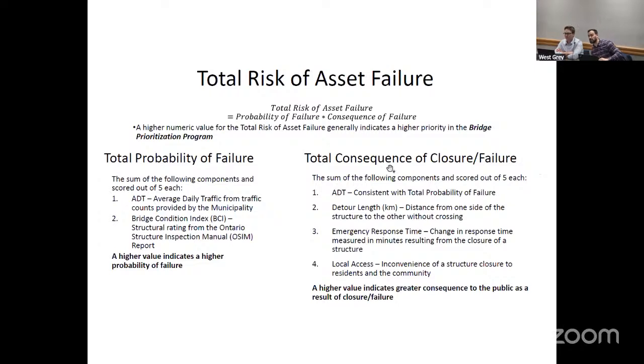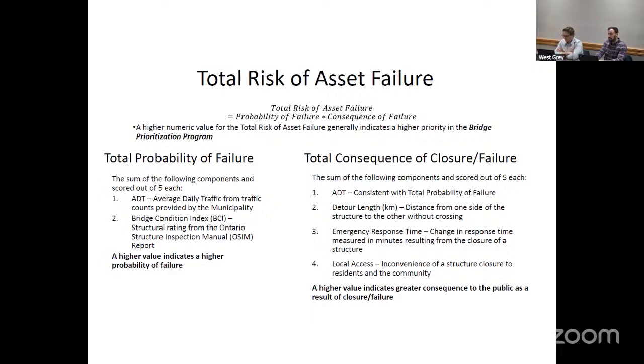Okay. So for the total probability of failure, it's the sum of the following components, scored out of 5 each. We have the average daily traffic, with counts provided by the municipality. We have the bridge condition index, and that's the structural rating from the OSIM report. Those two are added together to get the total probability of failure. A higher value indicates a higher probability of failure.